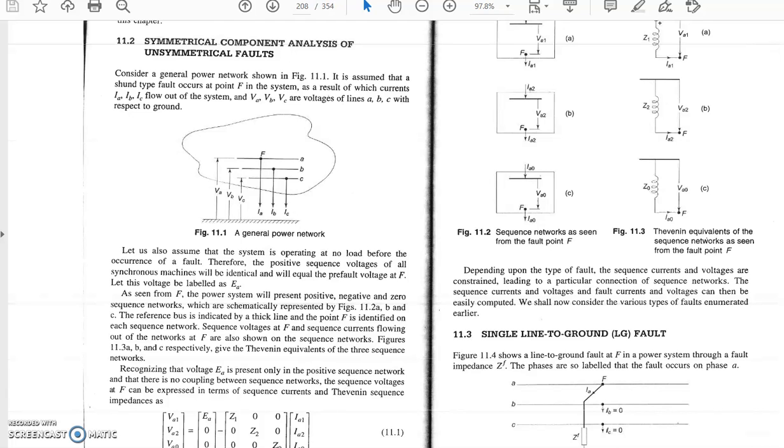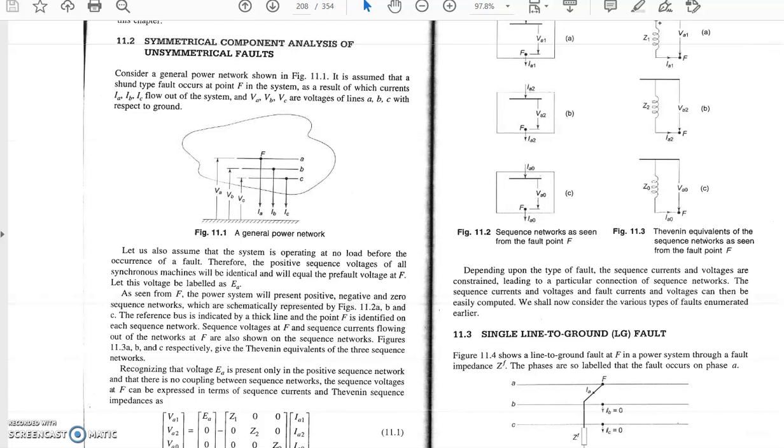Dear students, in the last class we have studied the technique known as the symmetrical component, and the various models of transmission line, generator and transformer in the symmetrical component. Now we will apply this symmetrical component technique for the analysis of unsymmetrical fault.